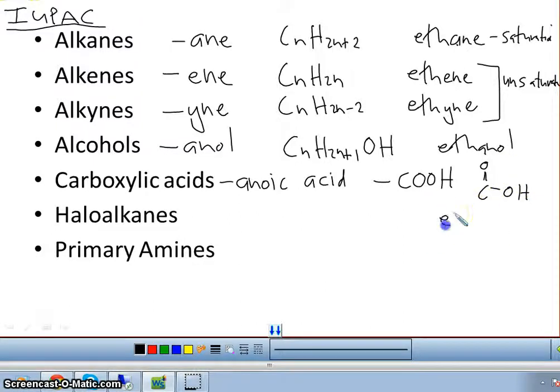Okay, so the example there is ethanoic acid, and you know that as vinegar. These things often smell quite acrid.